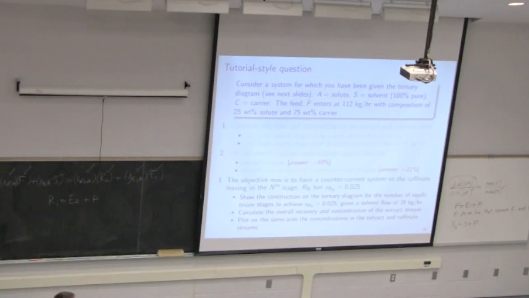So here we've got, I'll hand out some ternary diagrams in a minute. You have a feed coming in at a given concentration. We would like 2.5% in our raffinate. How many stages do we need? So work on that for the next few minutes, and then, just at the end, we'll work through it together.